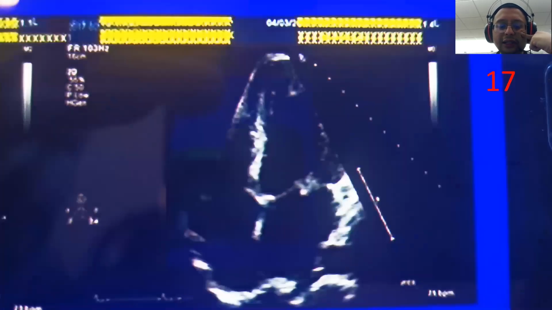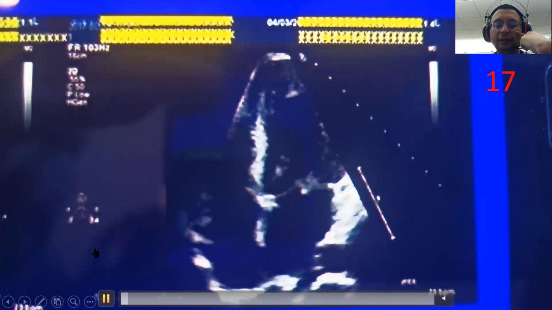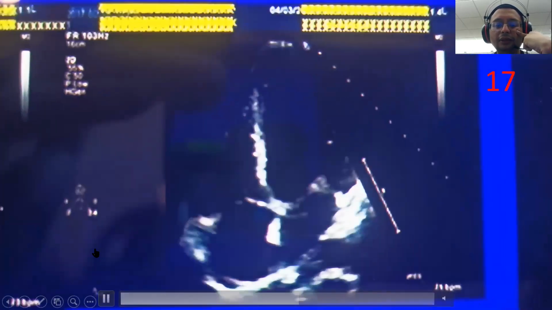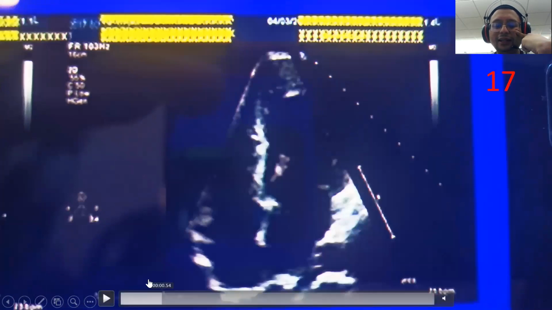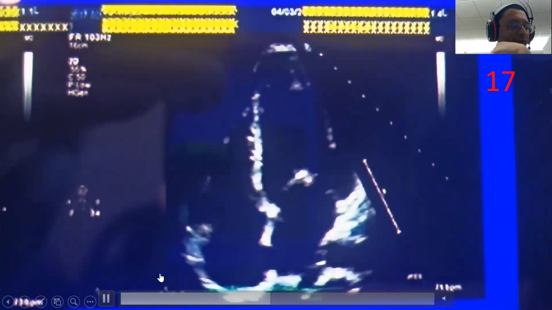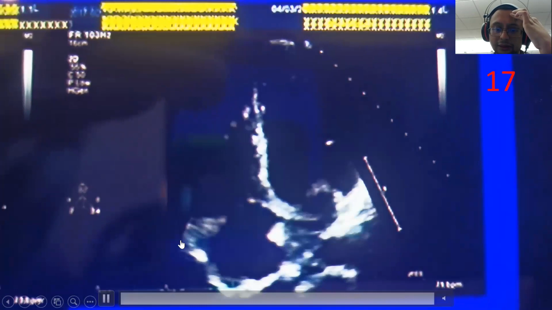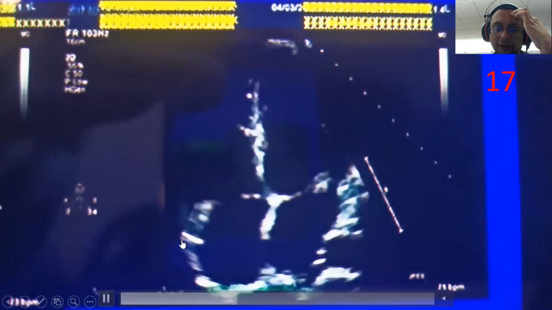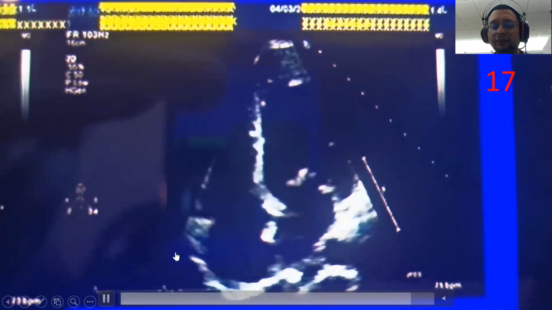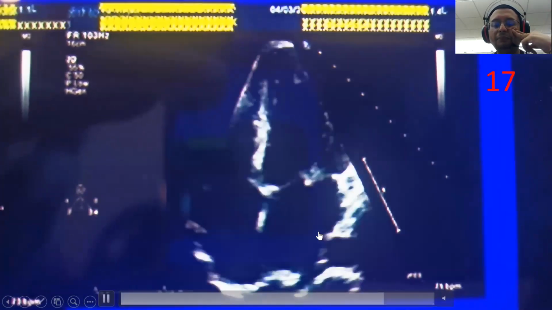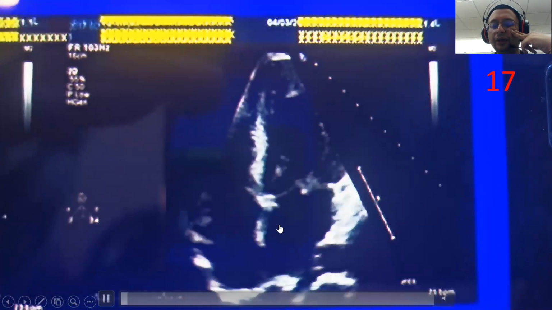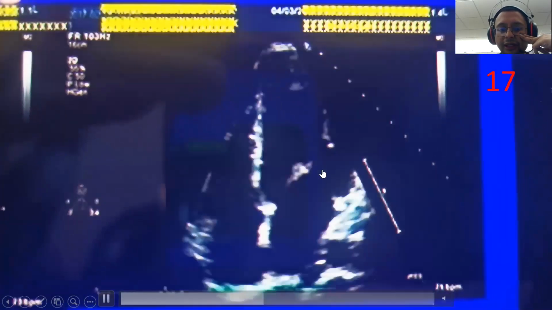All right, so this is another view for you, okay? Can you see the mass better now? Maybe not better. Yeah. But you can see the mass, right? Like a kissing mass at the mitral valve leaflet. Vegetation. All right. So it looks like a vegetation, right? But this is a typical appearance of a particular type of vegetation. Whenever you see a kissing mass on the mitral valve leaflet like this.